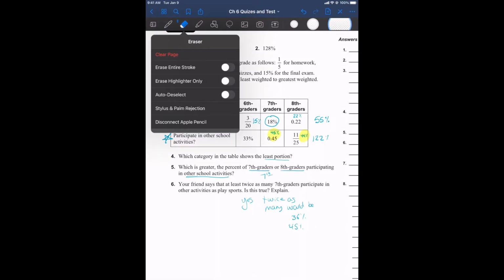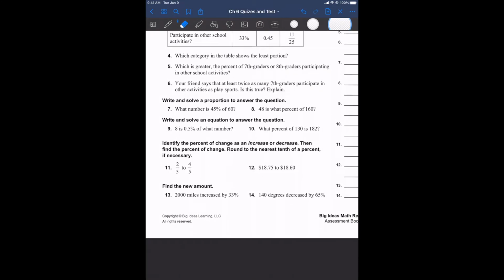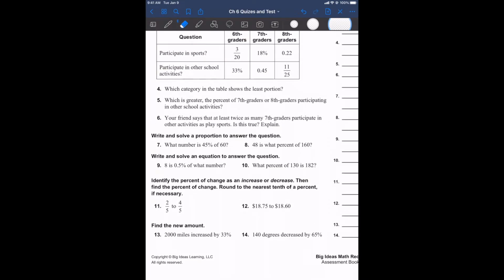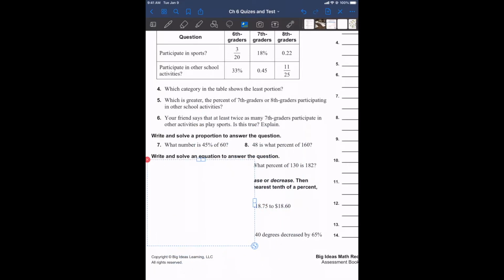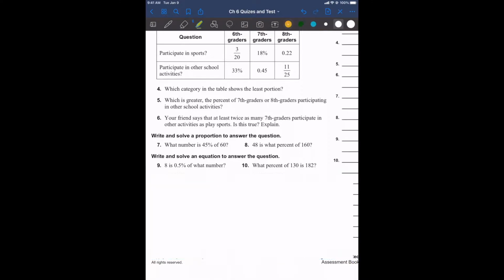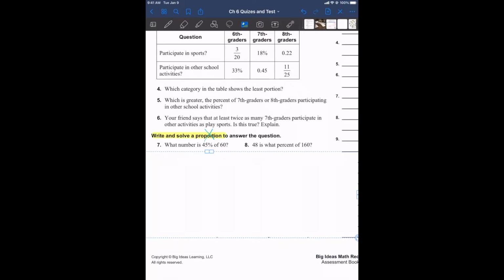All right, I'm going to erase this stuff. Let's move on. Okay, this was the fun stuff that you guys really did like. Number 7, 8, 9, and 10. Now, on the test, it'll say, write and solve a proportion. Write and solve an equation. Guys, I don't care what you do, just solve it, okay? You don't have to do a proportion. You can just solve it based on how I taught you guys with changing them into equations, okay? So number 7, I'm just going to do 7. We can skip 8. That way we don't run out of time.